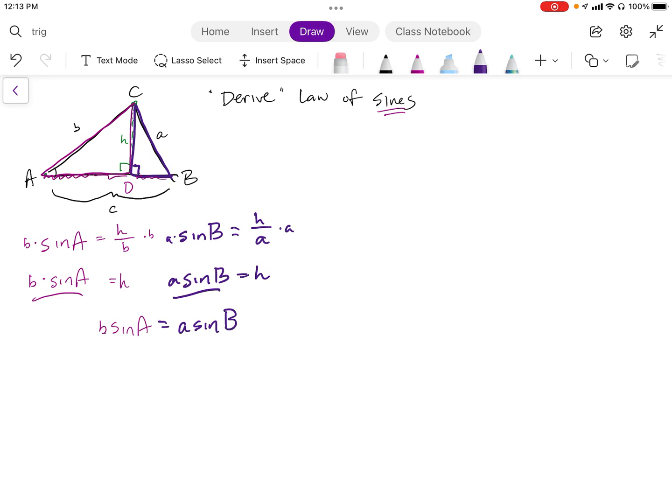From here, an easier way to memorize it is we keep the letters together. So what we could do is divide both sides by the sides. Let me rewrite this, because if you've seen the law of sines, you know there are two forms. So here's where each of the forms come from. On this side, I'm going to divide both sides by a b, the length of the sides. So the b's would cancel and I'd get sine A over little a, and here the a's would cancel, we'd get sine B over little b.